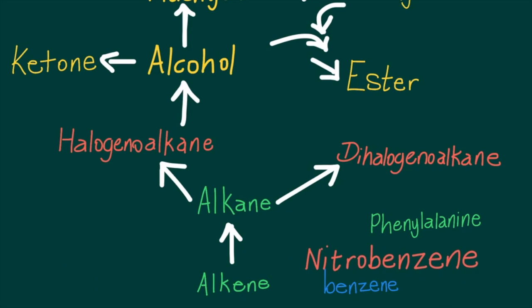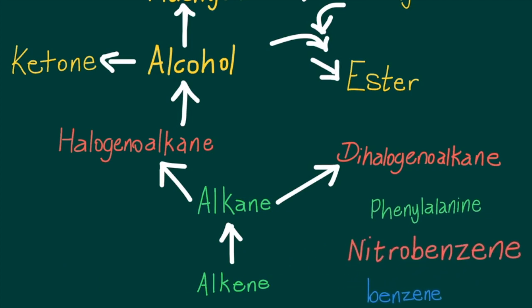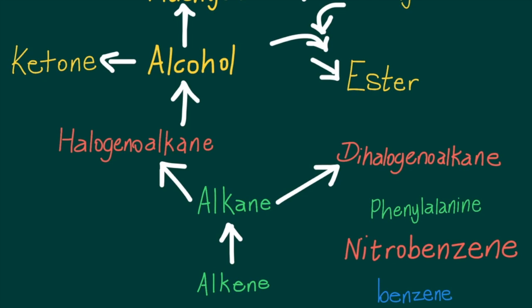These three remaining structures, benzene, nitrobenzene, and phenylamine, are aromatic pathways or pathways involving arenes or compounds that contain the benzene aromatic ring. From benzene, we can nitrate benzene to form nitrobenzene, and that allows for the formation of phenylamine. And these are the reactions and the pathways that students of IB chemistry should be familiar with.